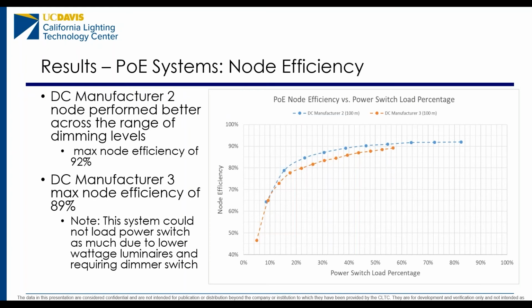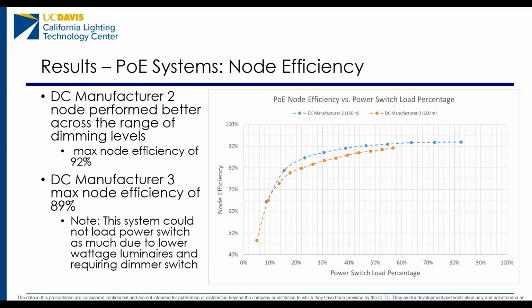So the node efficiency for each system was determined during the dimming test to characterize the node performance across the full range of luminaire output. The DC manufacturer 2 system achieved a maximum node efficiency of 92% compared to 89% max node efficiency of the DC manufacturer 3 system. It should be noted that the DC manufacturer 3 system was unable to load the power switch as much as the DC manufacturer 2 system due to requiring the use of a dimmer switch in place of one of the 8 luminaires.